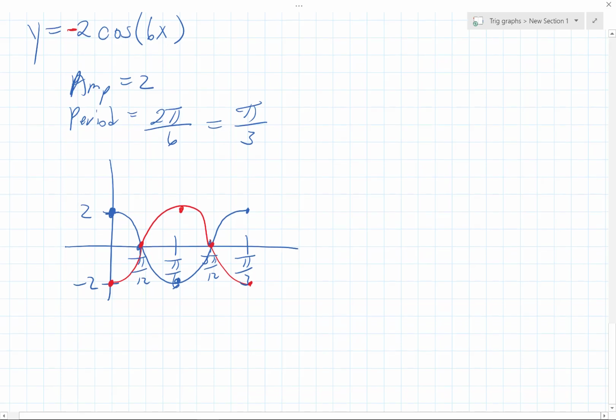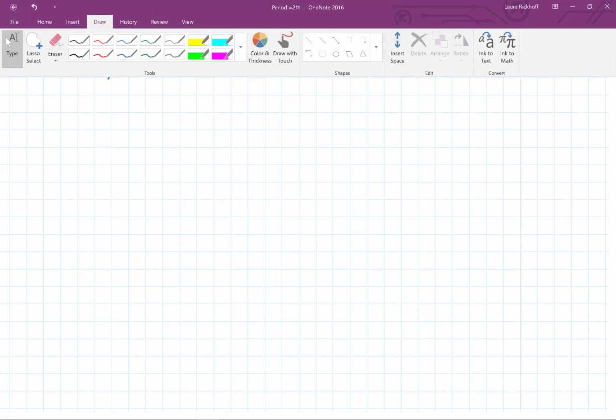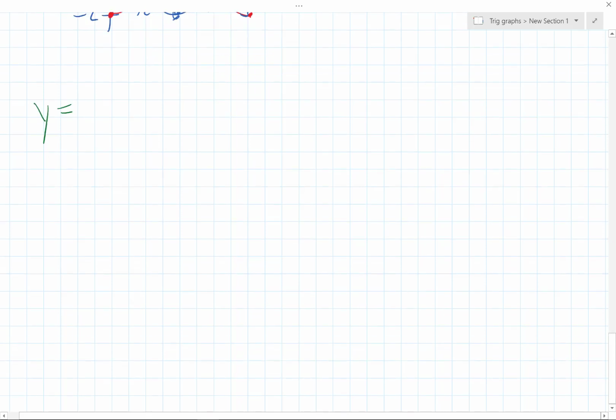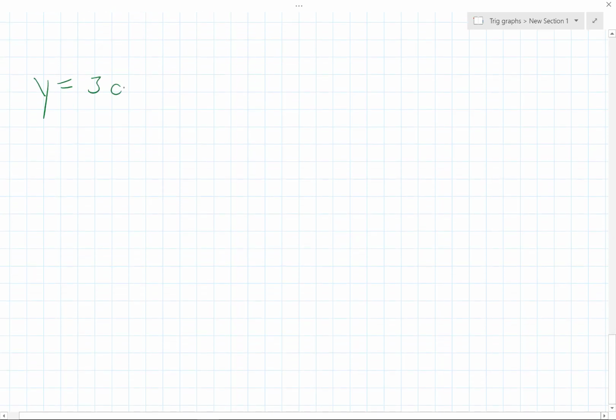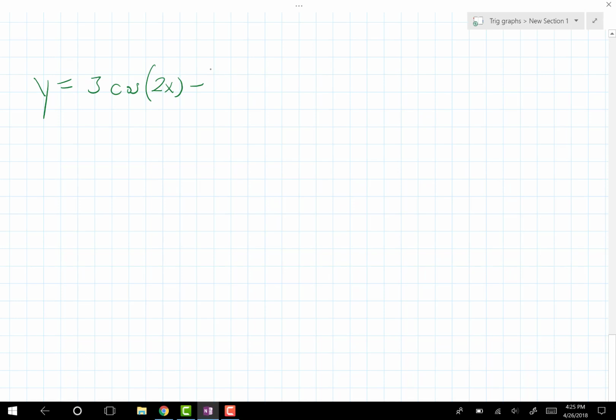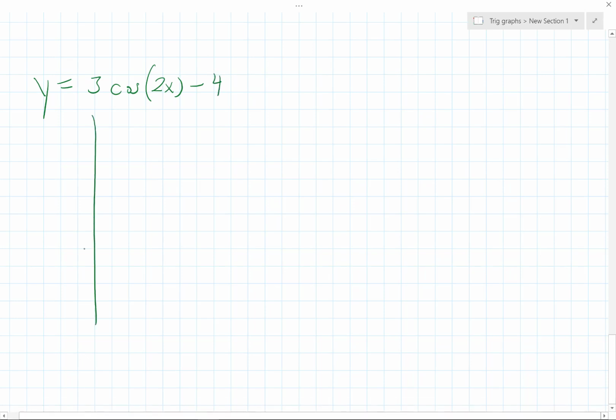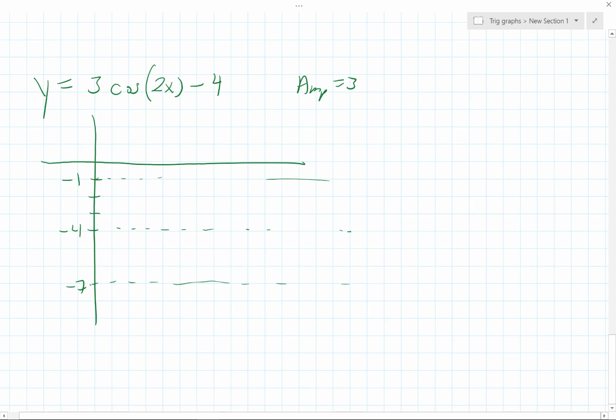Cool. We'll do one more for good measure. What if you were graphing y equals 3 times the cosine of 2x minus 4? Now you're down 4, so your new middle line is at negative 4. Your amplitude is 3, and from the negative 4 I would go up 3, so my highest point is going to be at -1, and then my lowest point, down 3, is at -7. So I'm going to be bouncing between -1, -4, and -7.